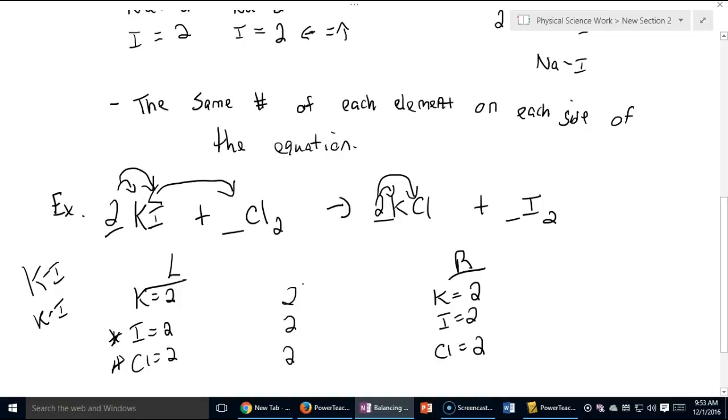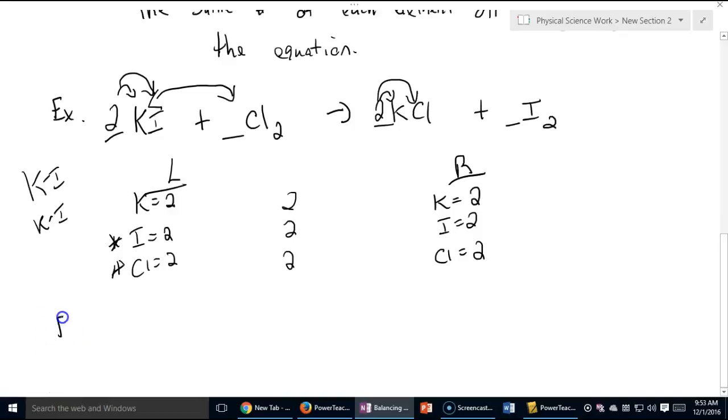If every element has the same number on the left side as the right side, you know you've done it right. Because this makes it so that the conservation of mass has stayed true. We've not destroyed anything. We've not created something out of thin air. Everything's accounted for. We've just been able to make sure we have enough of everything we need. So we've had to add 2 compounds of KI and 2 compounds of KCl will end up being what is made so that we can have the right amount of iodines and the right amount of chlorines.